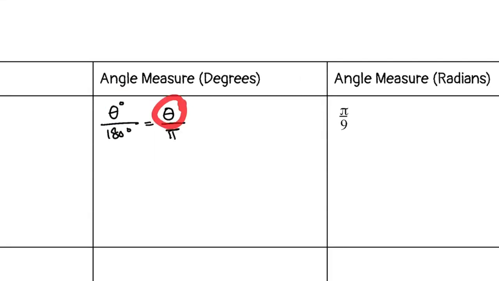Yeah, and what makes you say that, Dallas? Why would we put this on the right numerator? You're correct, because it doesn't have the degree sign. Exactly. If this were measured in degrees, then I would put it on the left-hand side. But it's not measured in degrees, it's measured in radians, so I'm going to put that on the right-hand side. So we get theta degrees over 180 degrees equals pi over 9 all over pi.